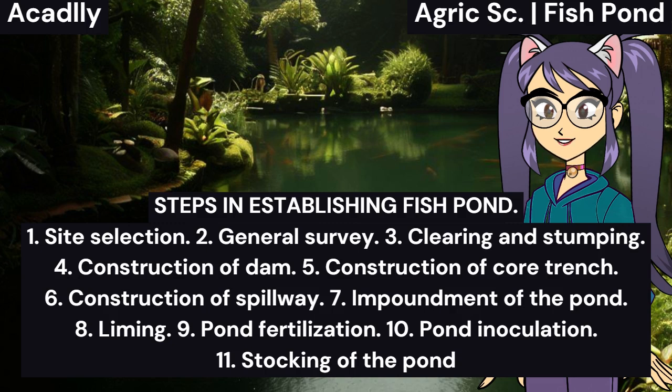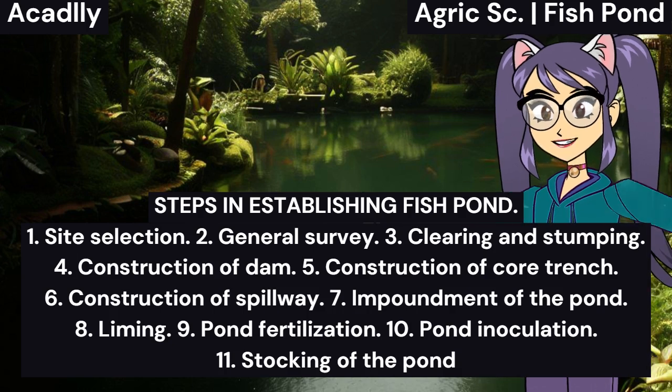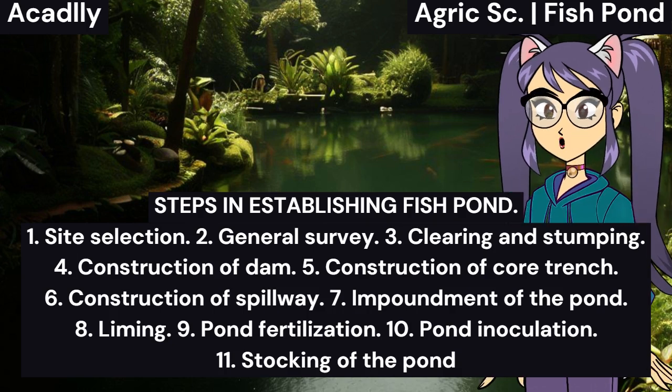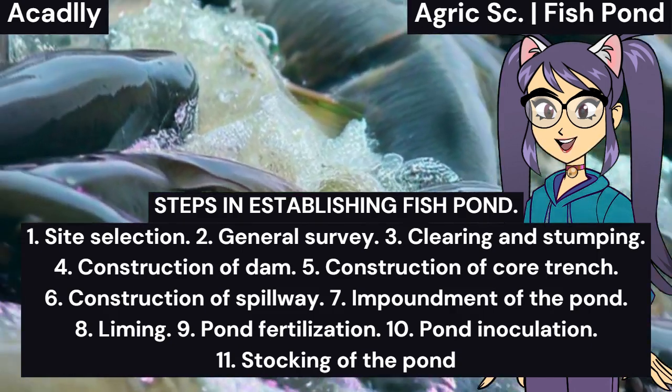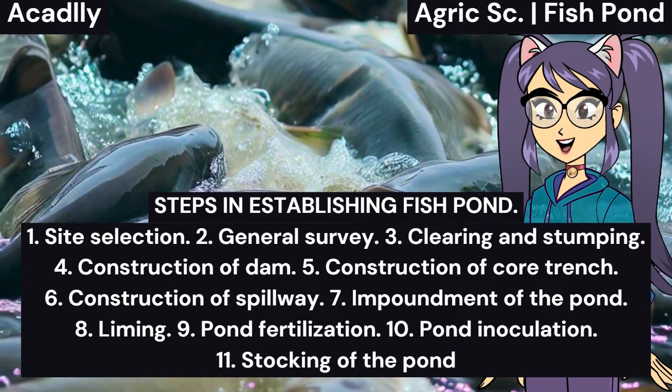8. Liming. Adding limestone or calcium carbonate powder to seal pores and prevent water loss on the sides and bottom of the pond. 9. Pond fertilization. Applying organic or inorganic fertilizers, such as poultry droppings or NPK superphosphate, to the pond about 15 days before stocking.